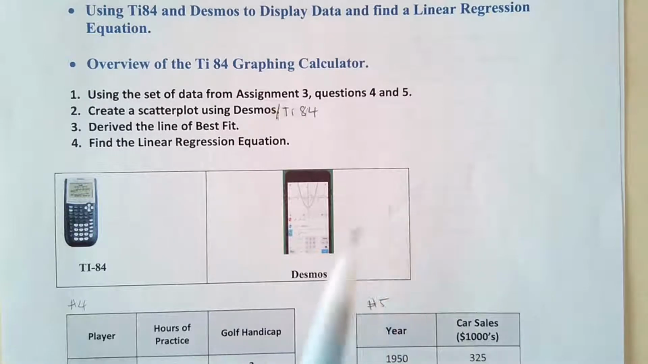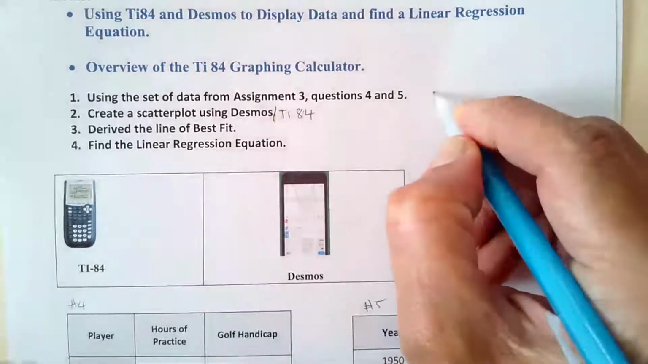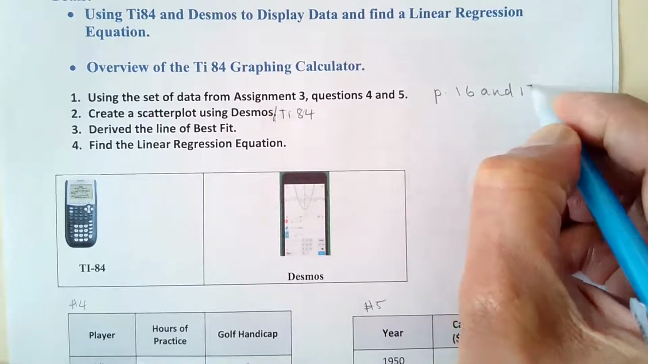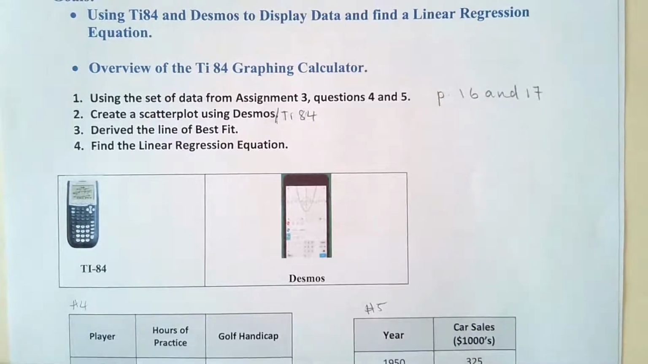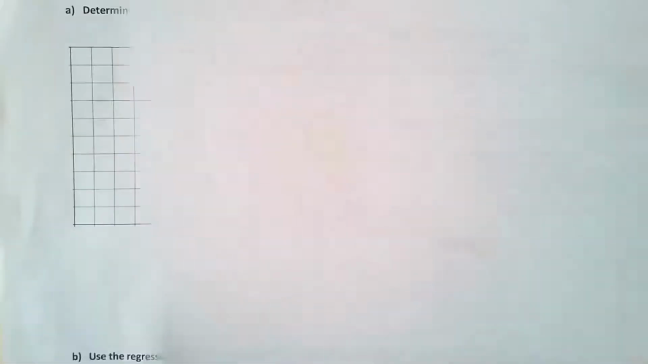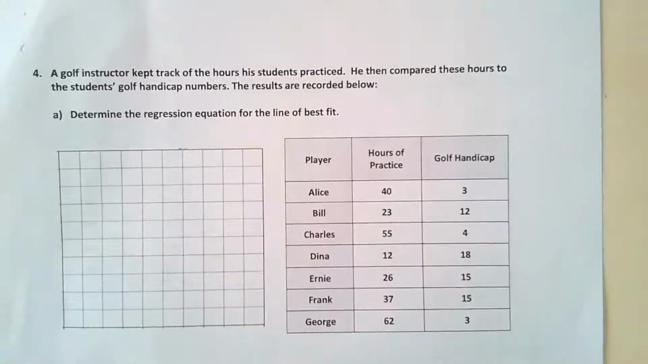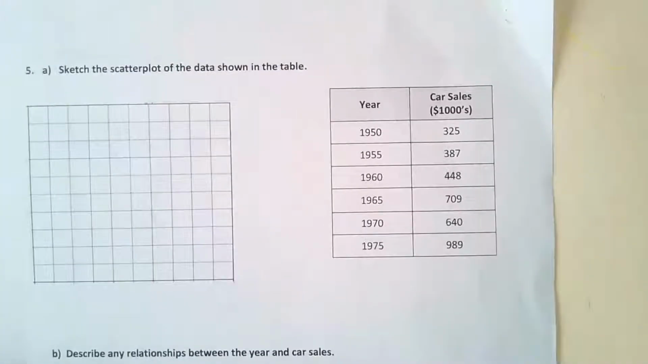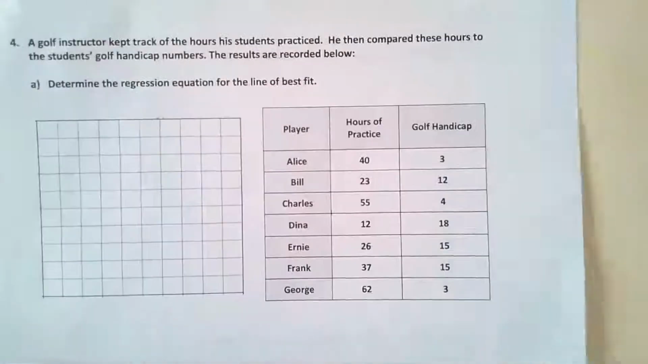And remember, these questions are on pages 16 and 17 of your workbook, of your booklet. Before I go on to these questions, this is question 4, the one with golfing, and then we look at question 5.